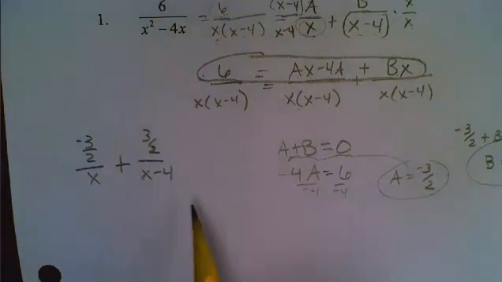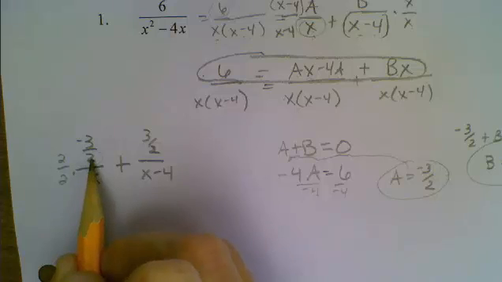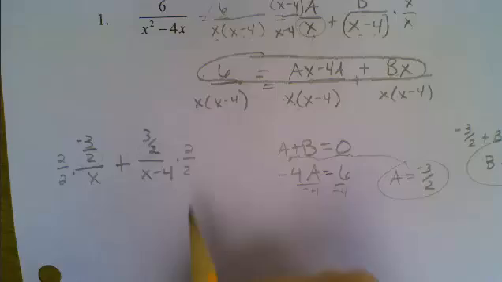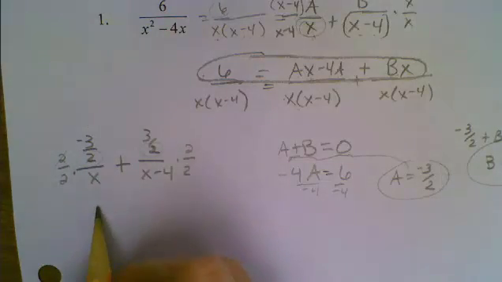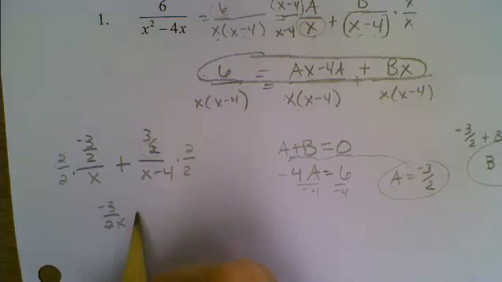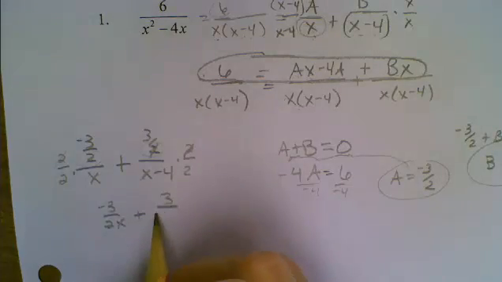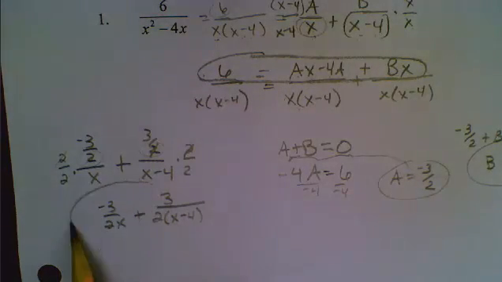Now you're not done because you have this complex fraction. So the first fraction you'll multiply by 2 over 2 to get rid of that 2. The second fraction has a 2, so I'll have to multiply by 2 over 2. So when I do that, I get negative 3 over 2x. Plus, here the 2 cancels, I'm left with 3 over, I can either write it as 2 times x minus 4, or you can distribute that 2 and say it's 2x minus 8. Okay, that's your final answer.